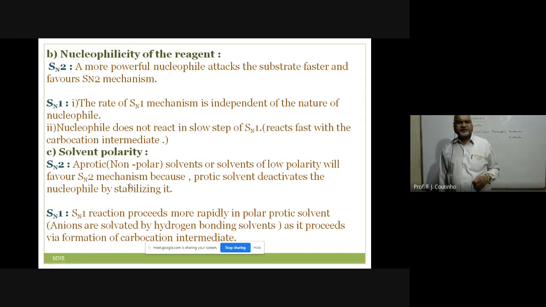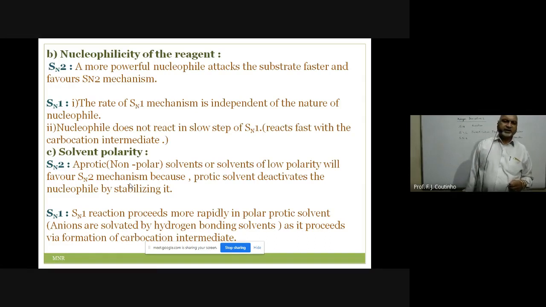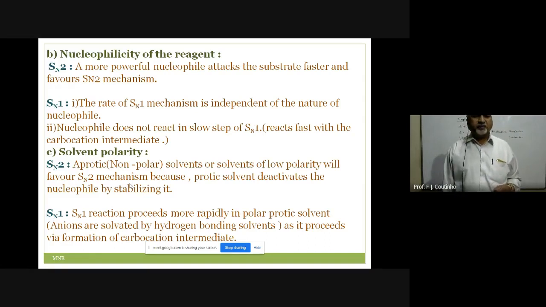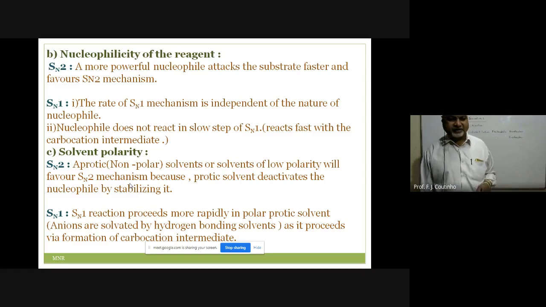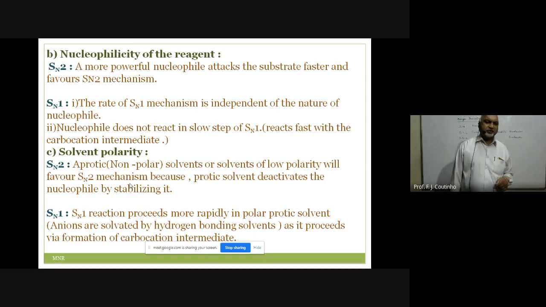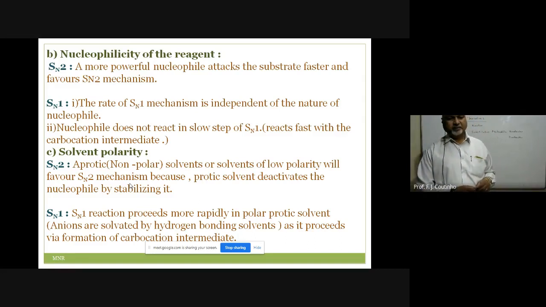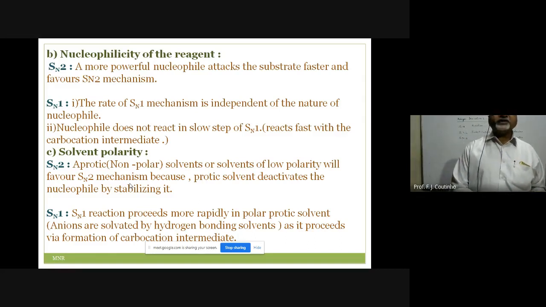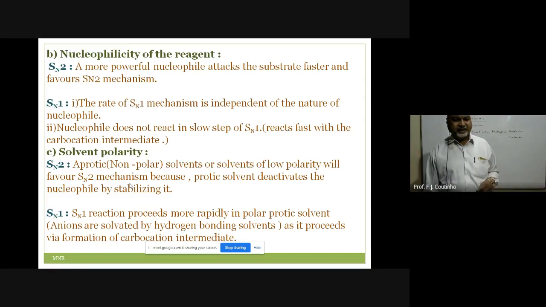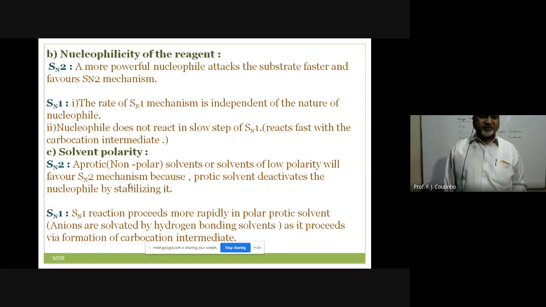Now, what is the nucleophilicity of a reagent? In SN2, we have seen a more powerful nucleophile attacks the substrate faster and favors SN2. In SN2, we took methyl bromide, and the nucleophile was OH minus. And in SN1, the rate of the mechanism is independent of the nature of the nucleophile, because the nucleophile does not react in the slow step of SN1; it reacts faster with the carbocation intermediate.